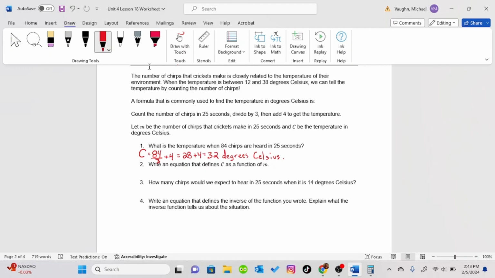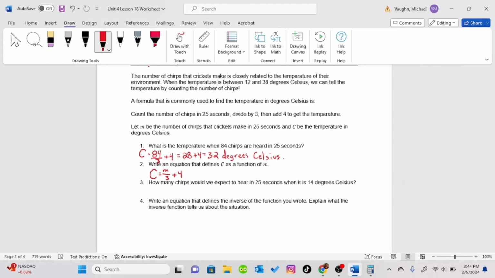Write an equation that defines C as a function of M. So we have a function that is C equals M, the number of chirps in 25 seconds, divided by 3 plus 4.